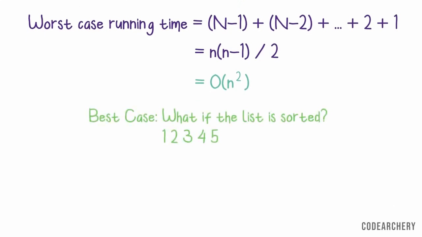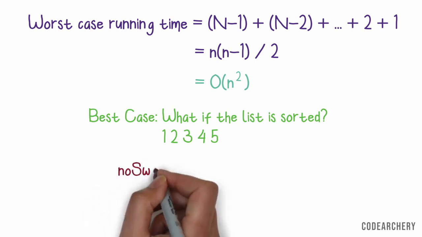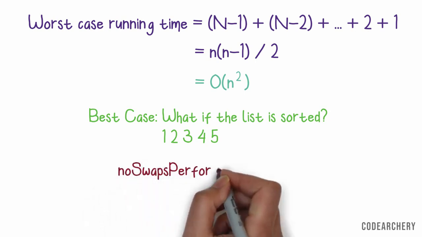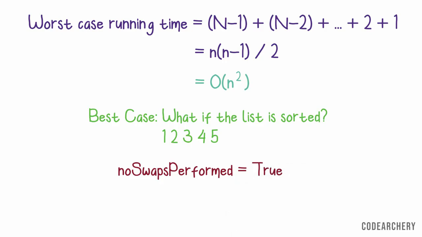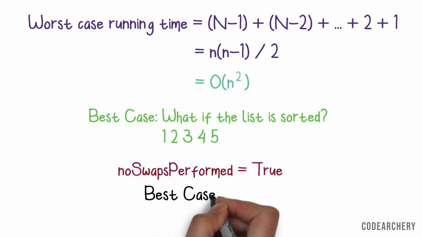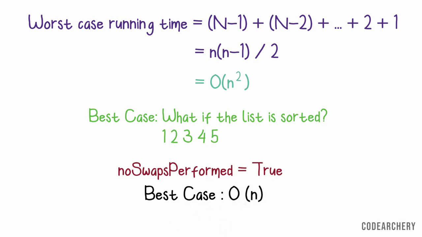Now for the best case, when the list is sorted, time complexity depends on the code. In the implementation, if you have added a flag such as no swaps performed equals true, which means if there are no swaps done in the first iteration, then the list is sorted, and time complexity is O of n. But if you have not added this checking condition, then time complexity will be order of n square. Since everyone checks whether a list is sorted or not, we'll say that the time complexity is order of n in the best case scenario.